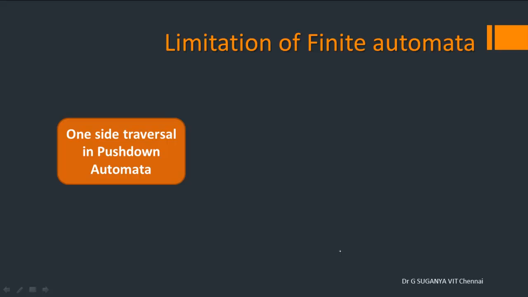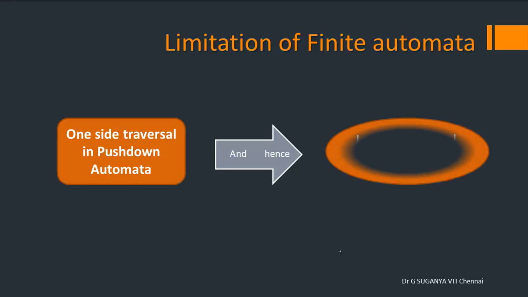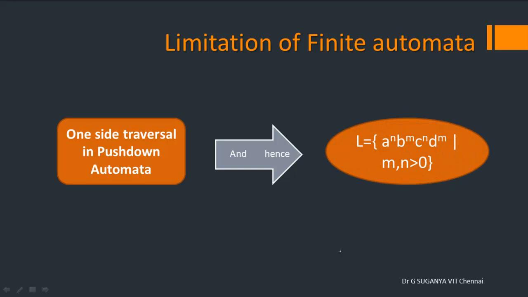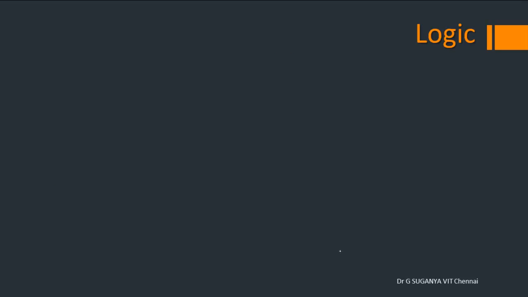Moving on, this is the limitation we have already explained. There is only one-sided traversal in pushdown automata, and hence if you want the machine to accept these kinds of languages, it is definitely not possible. And hence we move on to the Turing machine.